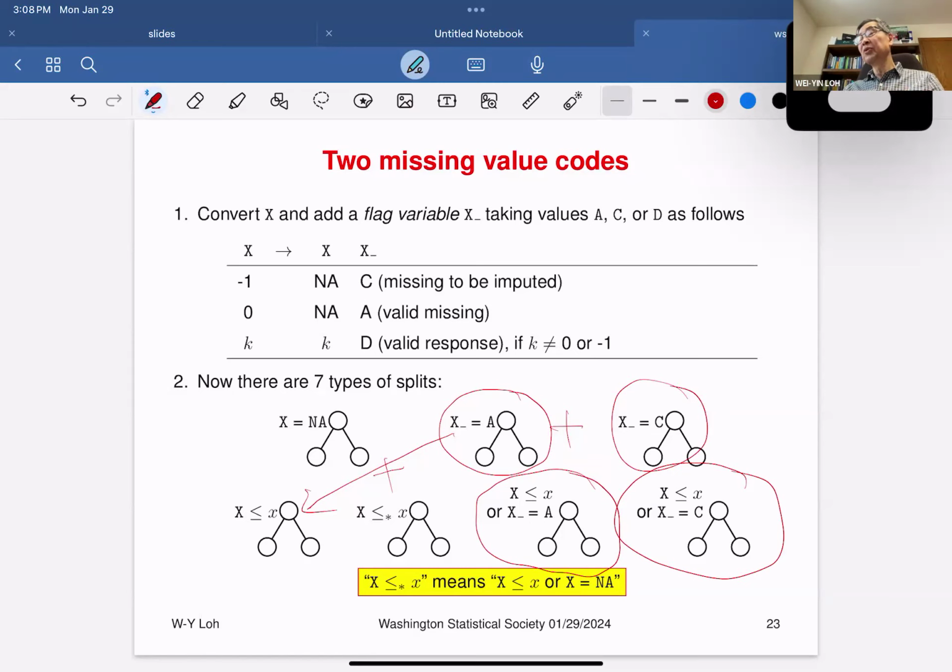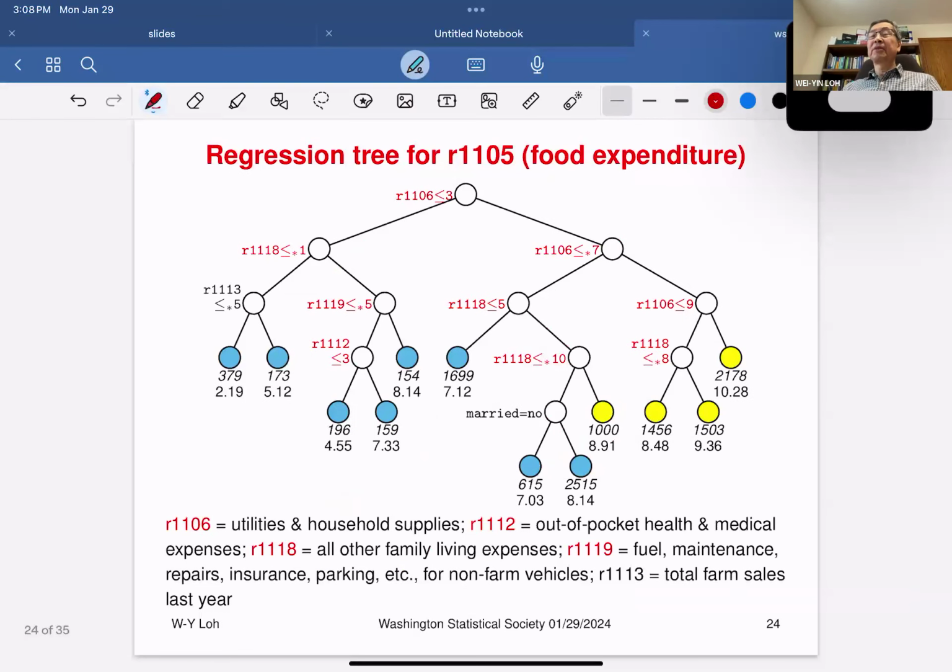All right, and GUIDE is the only regression tree algorithm existing which does this. So here's an example. Okay, so R1105 is the amount you spend on food for the farmer. The first split is on R1106. So this is a regression tree where we try to impute the amount the farmer spent on food, and that farmer did not give a number. So we're going to impute it from the other variables in the data.